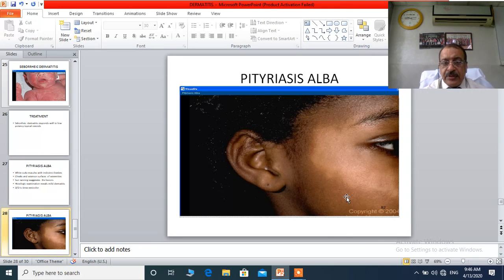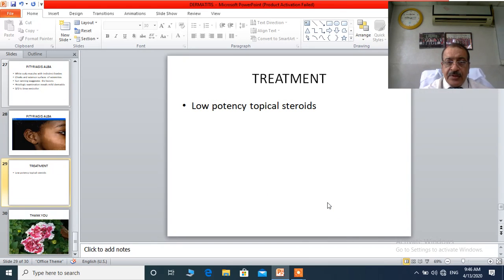Now if you look at this picture, this child has a white macular lesion with indistinct borders, and there may be small scales over the lesion. Sometimes the children may have white macules with indistinct borders over the extensor surfaces of the body and the rest of the face as well. So this is known as Pityriasis alba, a fairly common condition, and it is treated with low potency topical steroids, and it has a very good prognosis.